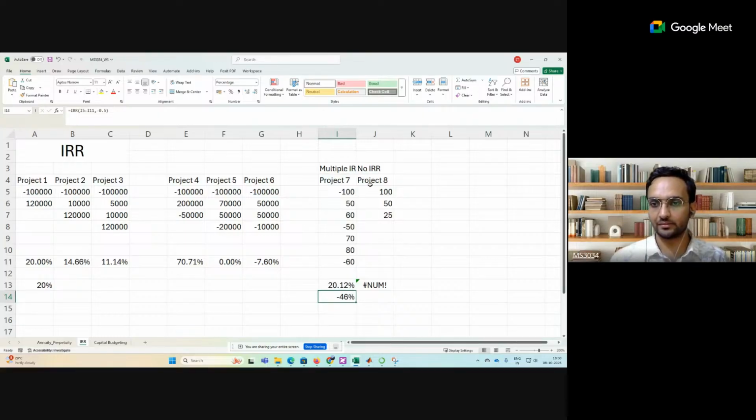Similarly, if in a stream of cash flows there is no change of signs, for example, if all my cash flows are positive or all my cash flows are negative, in that case there will not be any IRR existing for those calculations. Any doubts or any confusion with regard to calculation of internal rate of return?